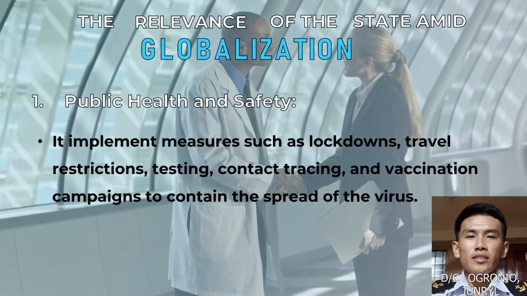The first one is public health and safety. The pandemic highlighted the primary responsibility of states to ensure the health and safety of their citizens. Governments play a central role in implementing measures such as lockdowns, travel restrictions, testing, contact tracing, and vaccination campaigns to contain the spread of the virus.